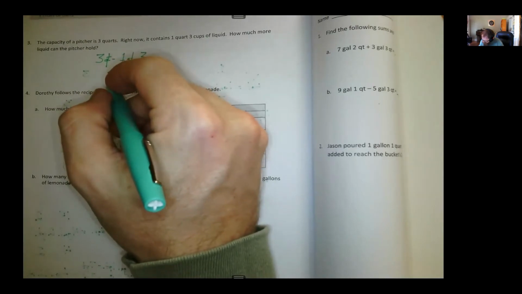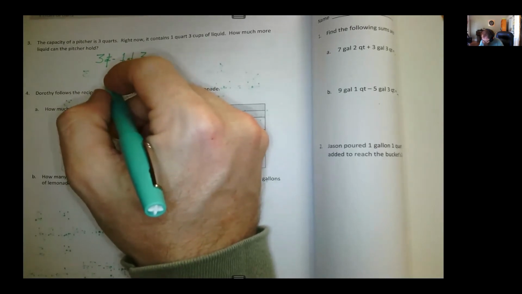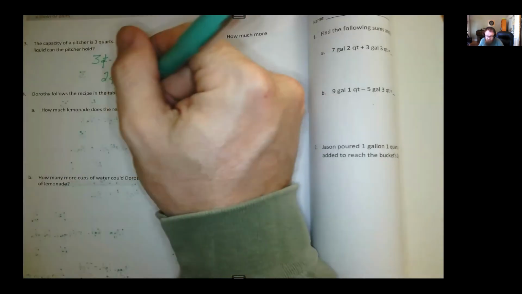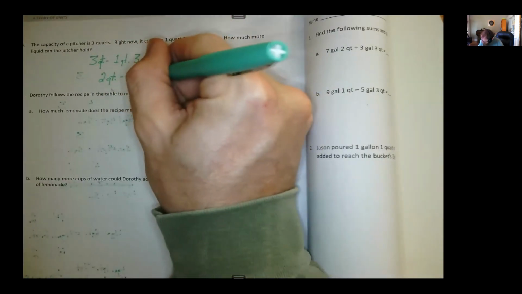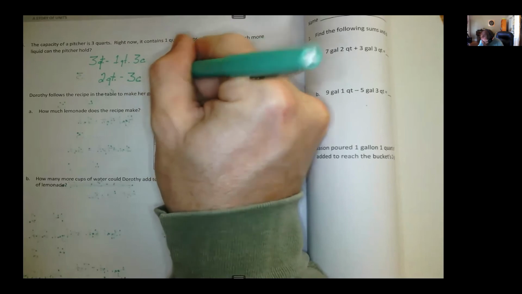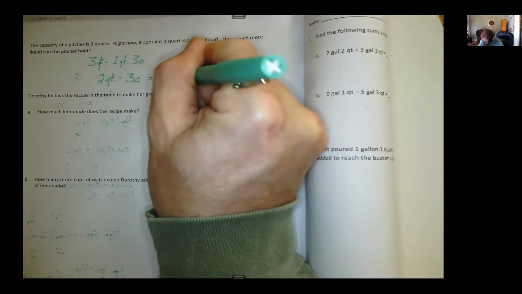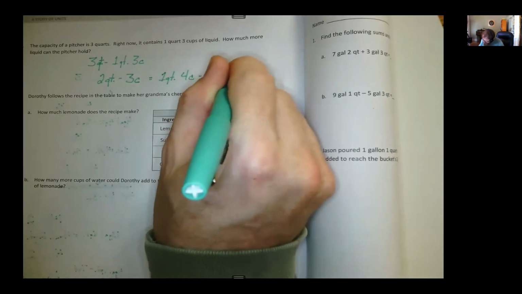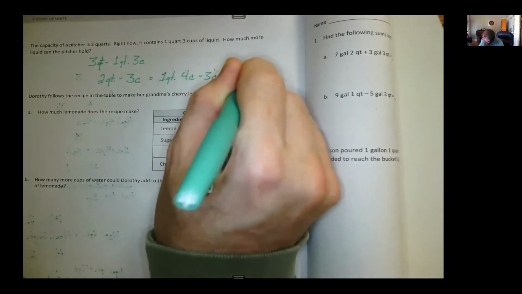So we can convert 1 quart to 4 cups. 4 minus 3 will give us 1, right? So it would look like this. 1 quart, 4 cups minus 3 cups equals 1 quart, 1 cup.